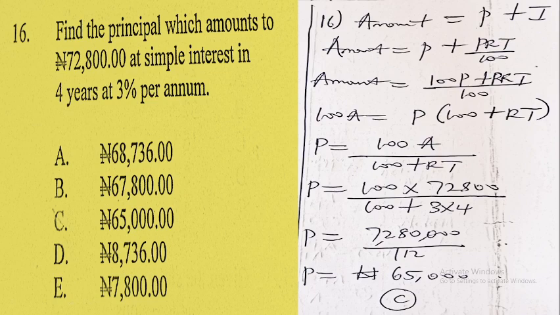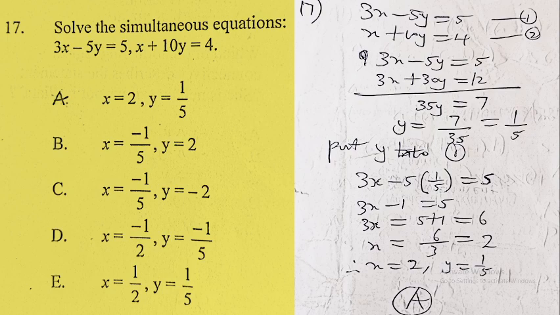So don't forget, we are solving NECO 2020 mathematics objective questions, and in the second part of the series we are going to be solving the theory part of that NECO 2020. We are on question number 16, which is the one we just solved. We are going to be solving question number 17 now. Question number 17 is on simultaneous linear equations. 3x minus 5y equals 5, x plus 10y equals 4. We have to find the values of x and y.